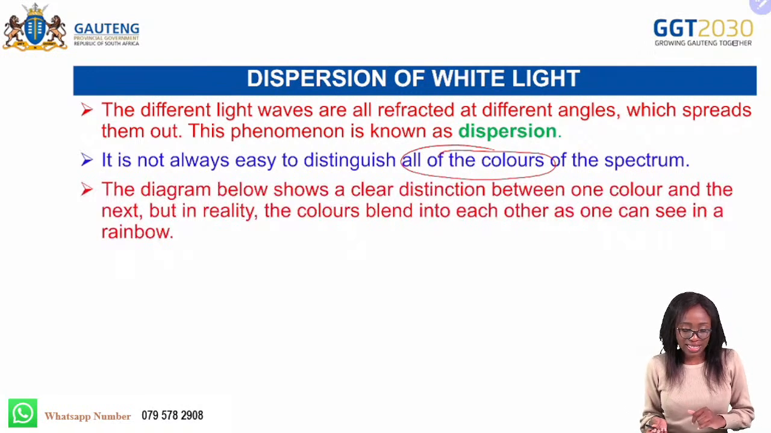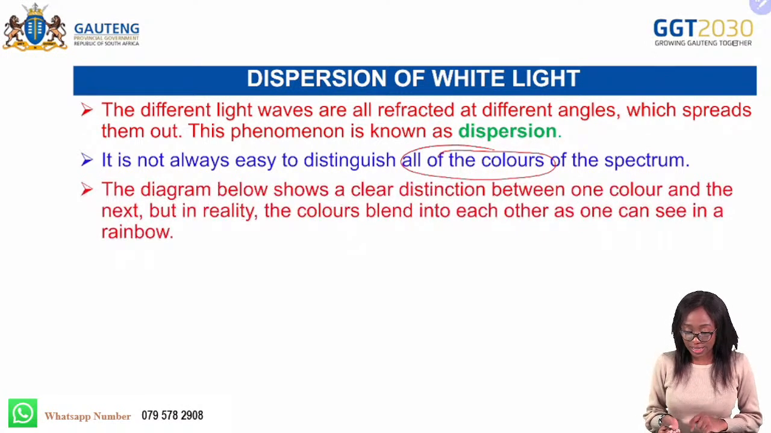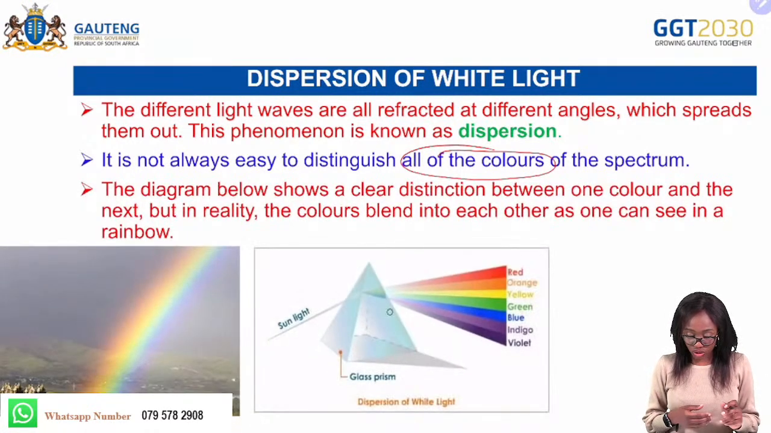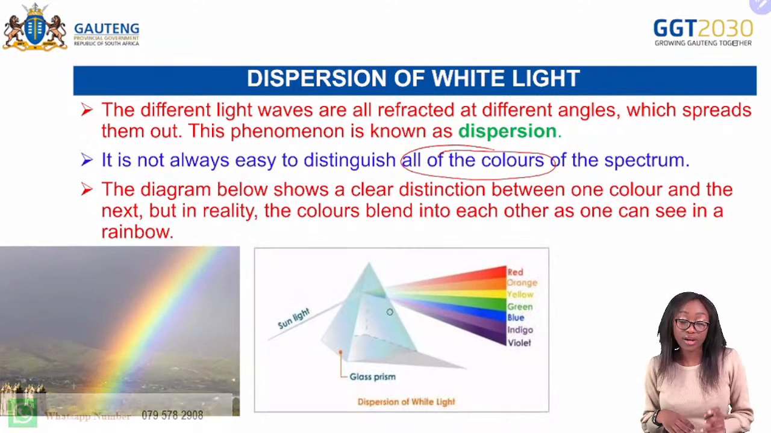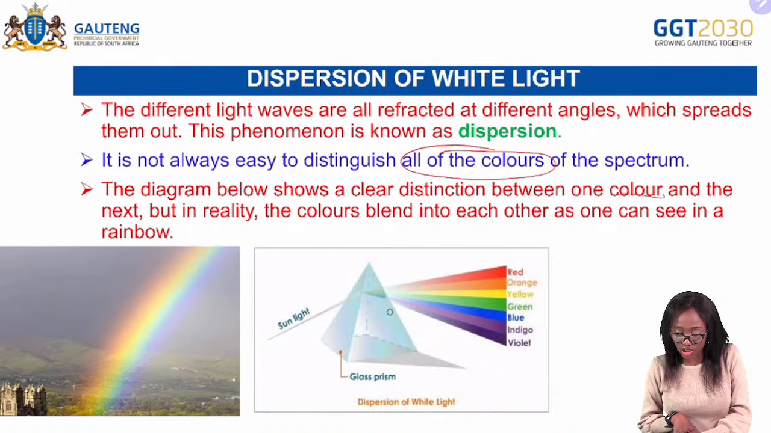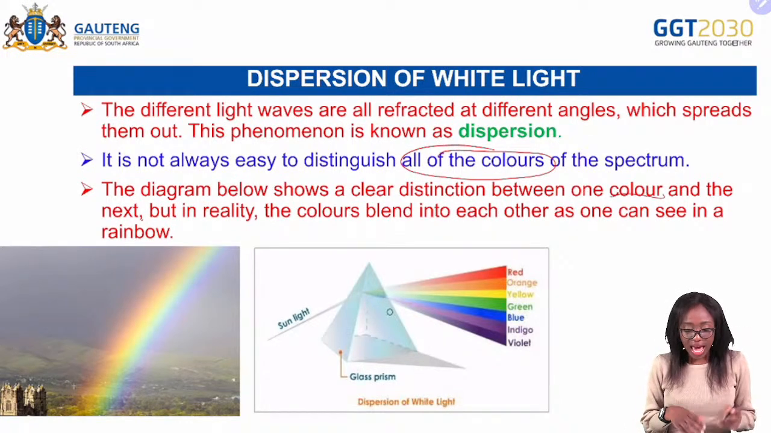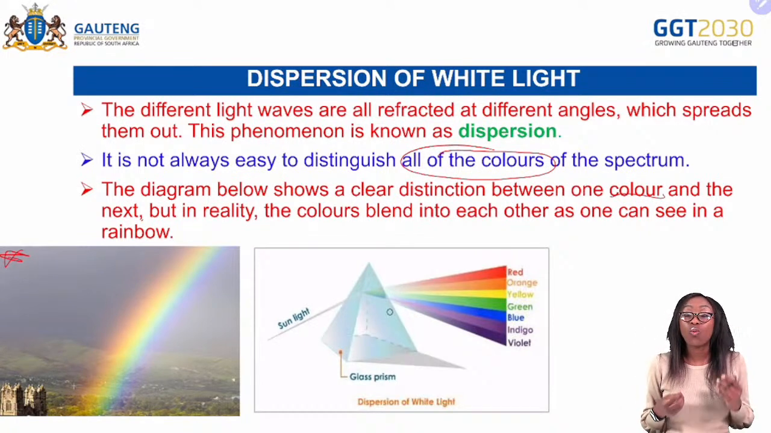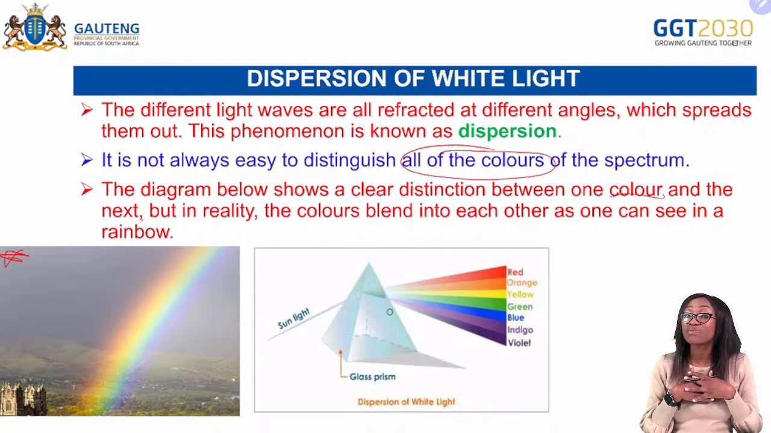So the diagram below will show a clear distinction between one color and the next, but in actual reality, the colors blend into each other and you can't see them. So I've got a diagram on the right hand side. The diagram shows us a clear distinction between one color and the next. And then on my left, here we have what we see in reality.